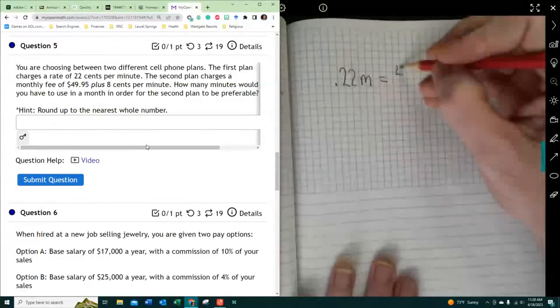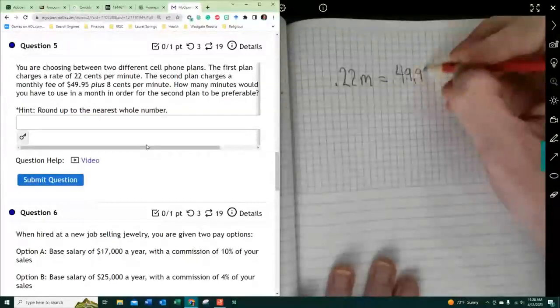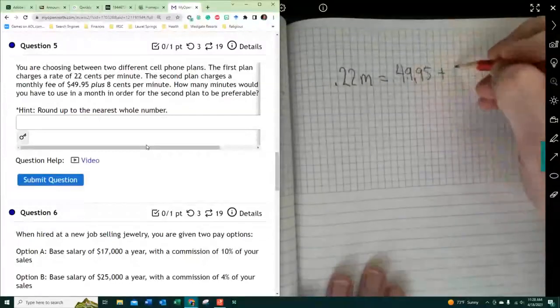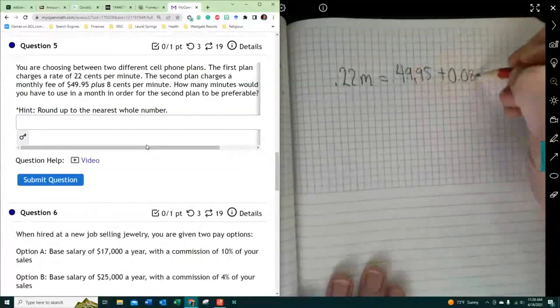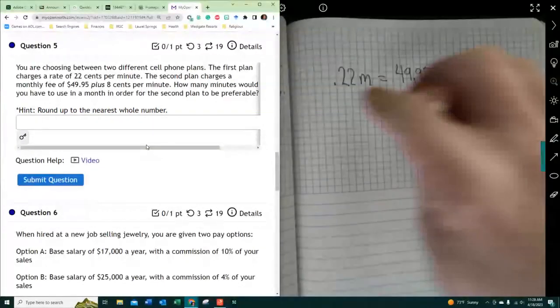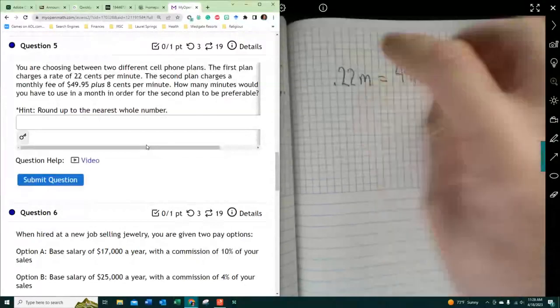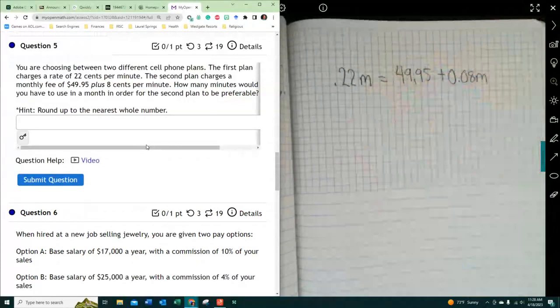So it's $49.95 plus the 8 cents. So that's 0.08 a minute. All right. So basically what we're going to see is when will the minutes, or when will these be equal? So that's what we're looking for.